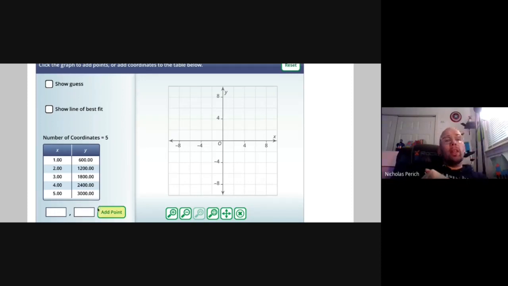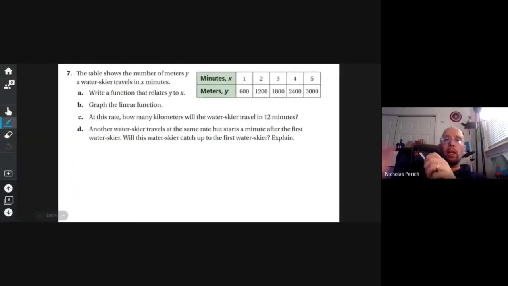When I'm done doing that, I click on Show Line of Best Fit, and there's my equation right there. Remember, ignore the R. We'll talk about R in Chapter 9, which is the next chapter that we'll do. Y equals 600x. So when it tells me write a function that relates y to x, part A is y equals 600x.